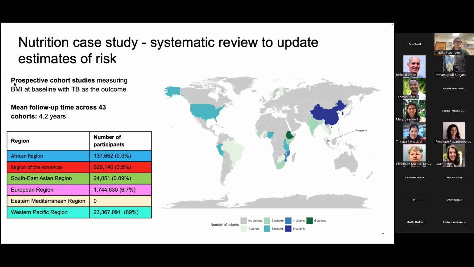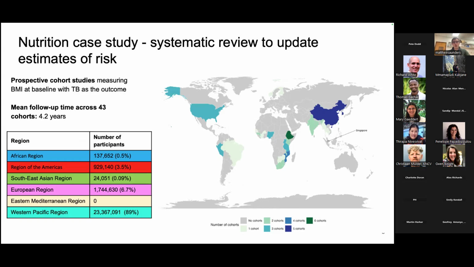So the first part of this, which I won't go into too much detail on, was a systematic review that we did to update the continuous estimates of how TB risk changes across the BMI range. We did a review of the literature. We included 43 prospective cohort studies which measure BMI at baseline and follow people up over several years with incident TB as the outcome. And you can see the geographical variability in studies.